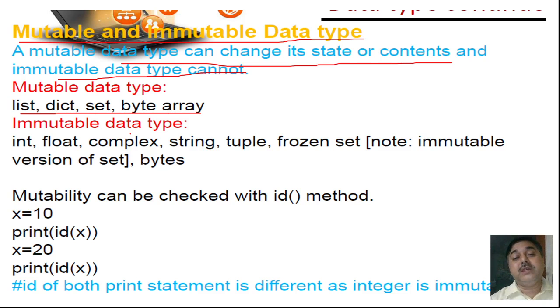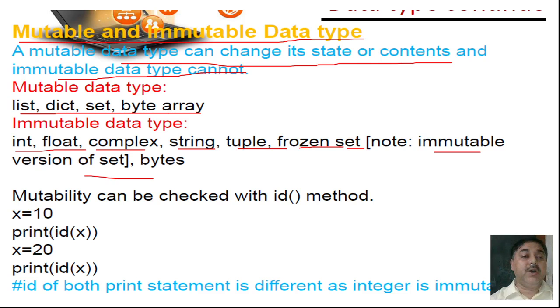Okay, so this is the data type that we find, each and every pattern of the mutable data type. What we see is that we are going to have different types of immutable data types: immutable data types like integer, float, complex, string, tuple, frozenset, and bytes.